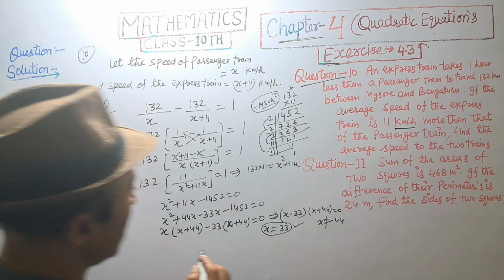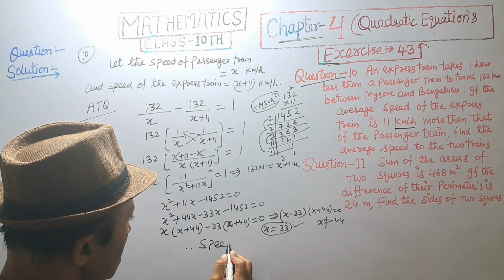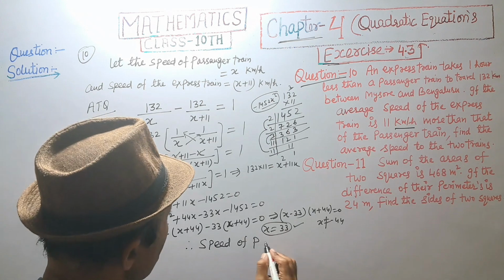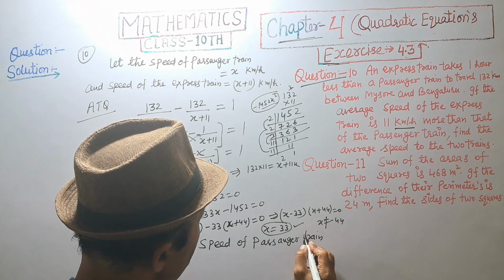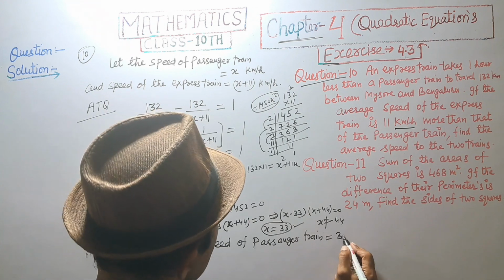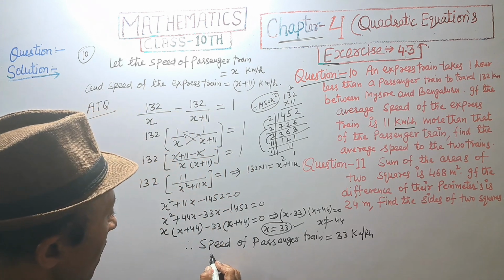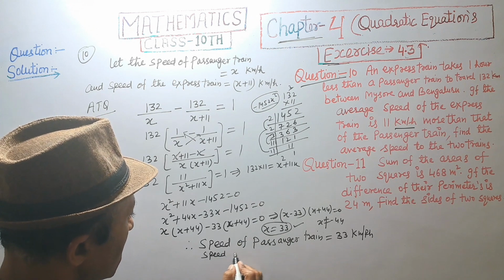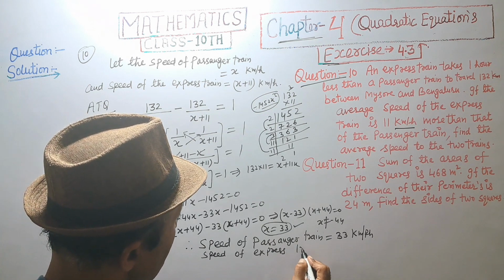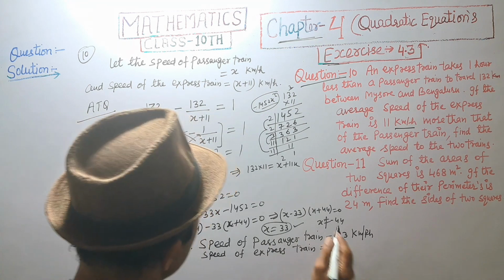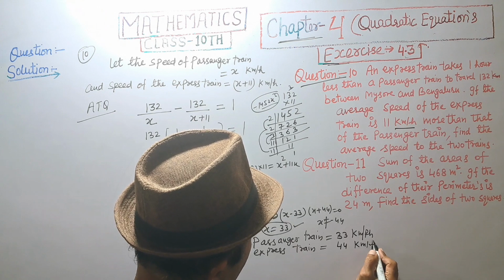So the speed of the passenger train is equal to 33 kilometer per hour, and the speed of the express train is equal to 33 plus 11, that is 44 kilometer per hour.